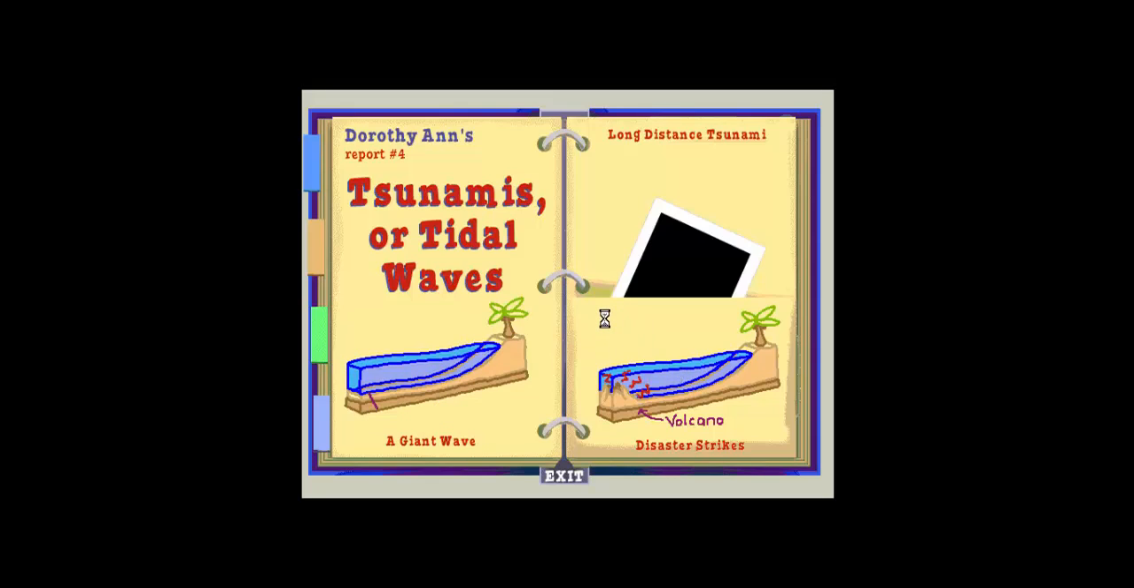Disaster strikes. Some tsunamis are caused by volcanoes. During the famous 1883 eruption of the volcanic island of Krakatoa in Indonesia, the whole volcano, which was the whole island, collapsed into the ocean and caused numerous tsunamis. Thousands of people were killed by Krakatoa, but most died from the giant waves rather than from the eruptions.